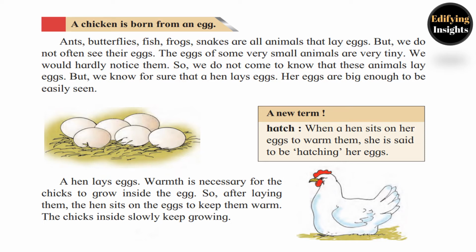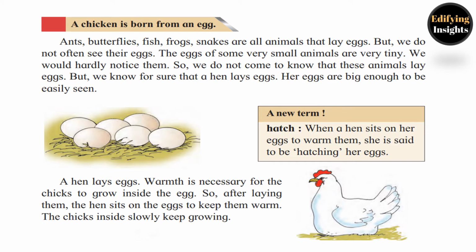Yes, children, we all have seen hen's egg. From the egg, chick will not come out automatically. A hen needs to sit on the egg and give warmth to the egg. When it gives warmth, the chick grows inside the egg. Then it breaks the egg and comes out of the egg as chicken. A new term, hatch. When a hen sits on her eggs to warm them, she is said to be hatching her eggs.